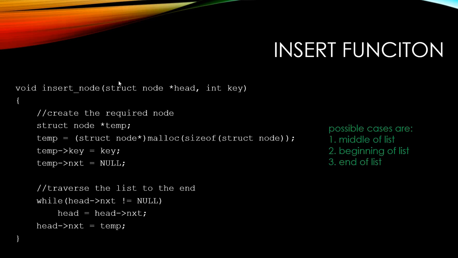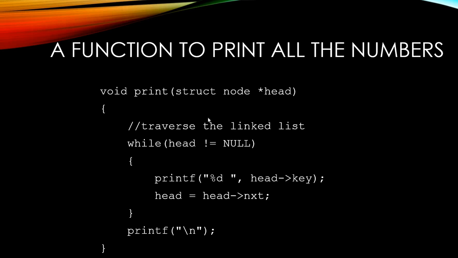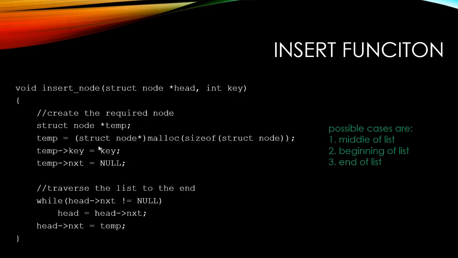The other is the pointer of the linked list, or the pointer to the head of the linked list. We need this. Without this we cannot actually traverse through the linked list. At first we have to create the required node, right? So we create a temporary structure node pointer. We will use this to traverse through the linked list just like we did in the previous print function. At first we initialize that, and then we allocate memory.